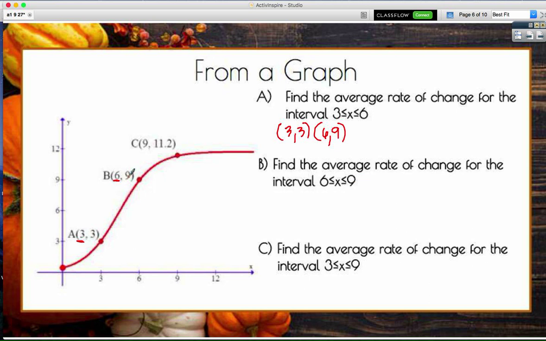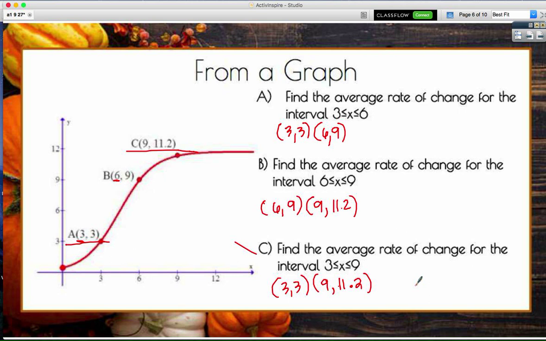The next one's 6 and 9, so you're trying to find it between points B and C. So between 6, 9 and 9, 11.2. And the last one says between where x is 3 and x is 9. So that must be point A and point C. So that's going to be between the points 3, 3 and 9, 11.2. All right, so I'm going to give you a few minutes. I want you to try and find the rate of change for each of those intervals. Trying to recognize the way they're saying it to understand what we're supposed to focus on.